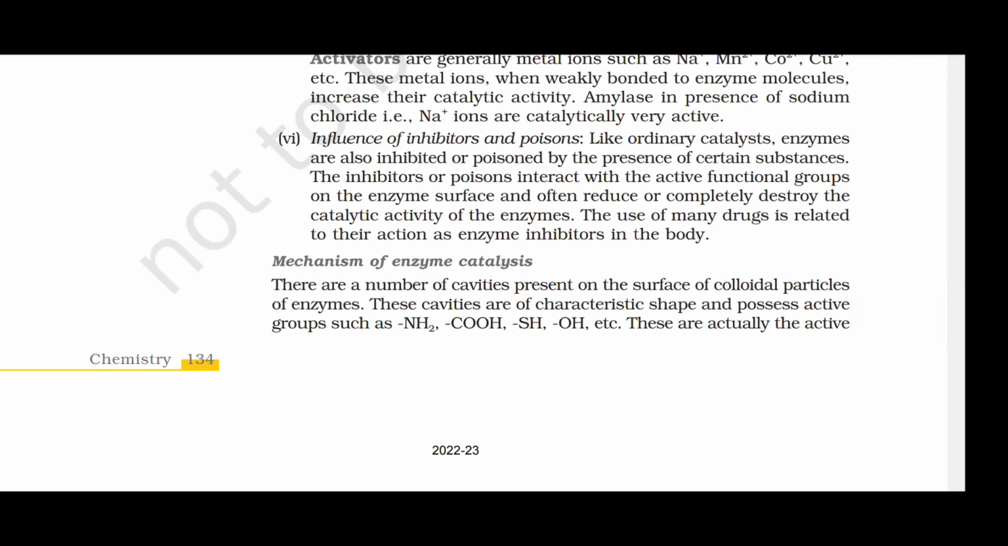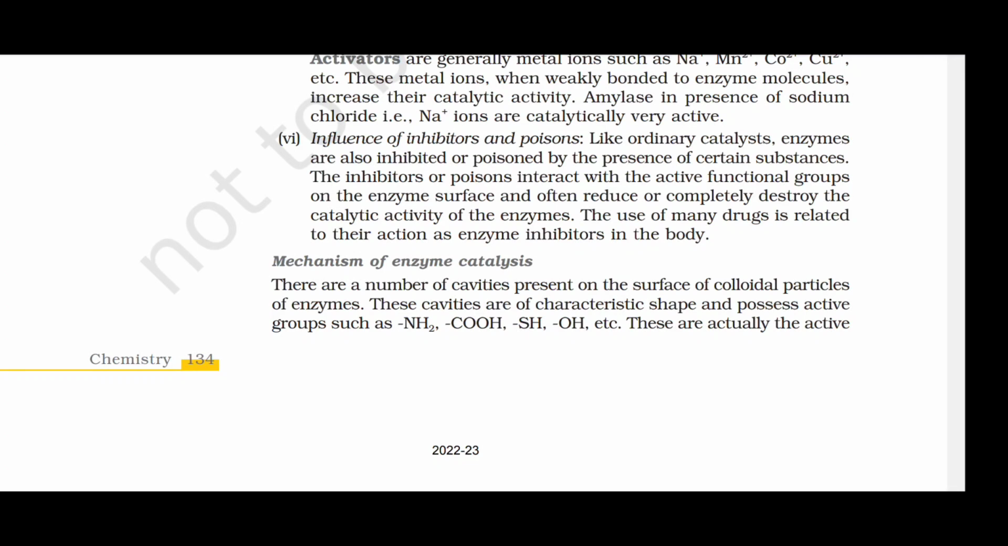Sixth, influence of inhibitors and poisons. Like ordinary catalysts, enzymes are also inhibited or poisoned by presence of certain substances. The inhibitors or poisons interact with the active functional groups on the enzyme surface and often reduce or completely destroy the catalytic activity of the enzymes. The use of many drugs is related to their action as enzyme inhibitors in the body.